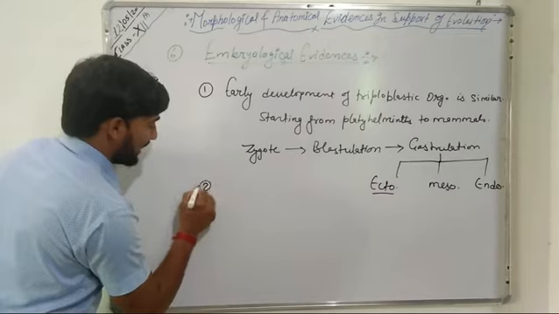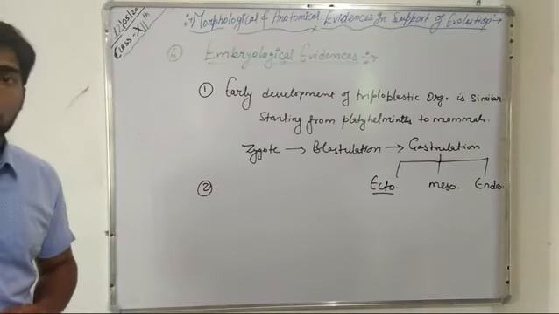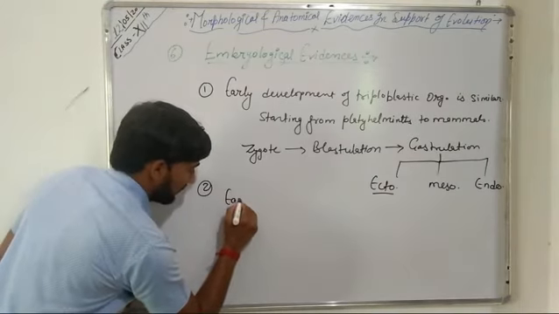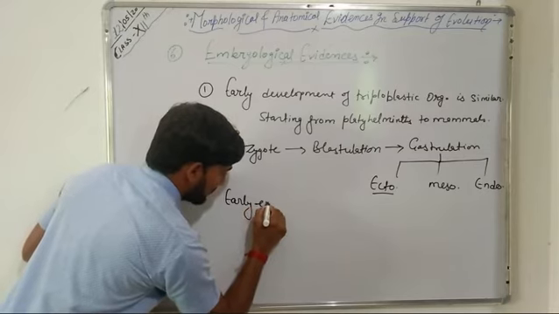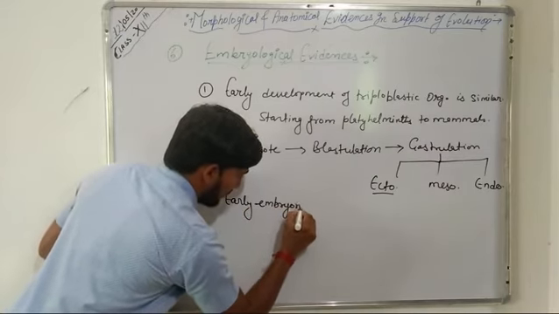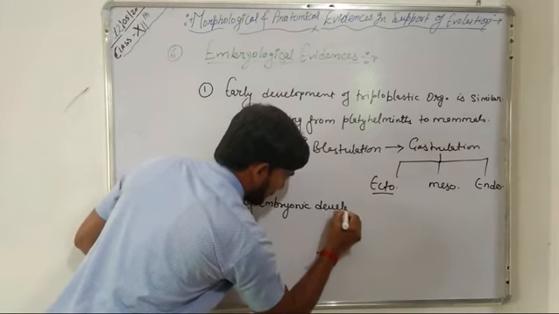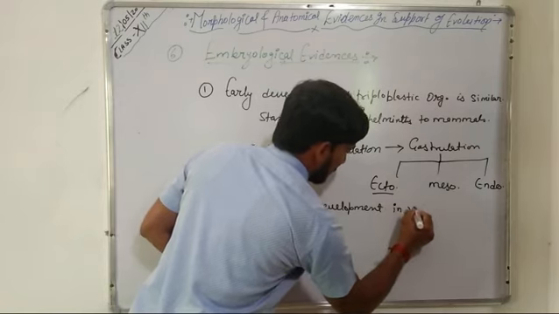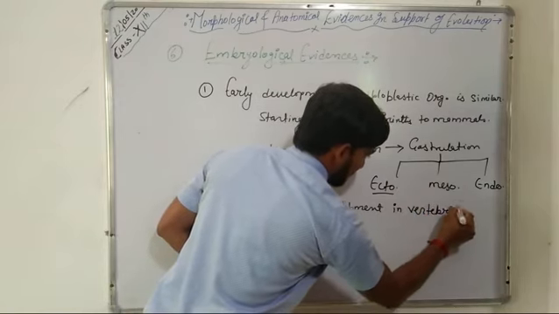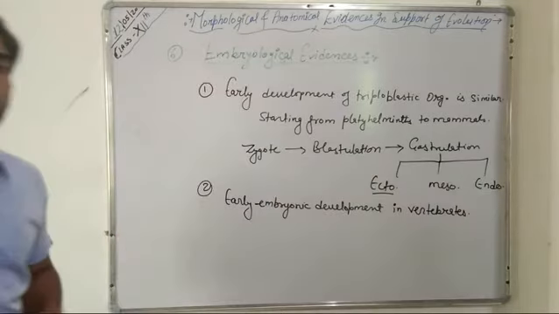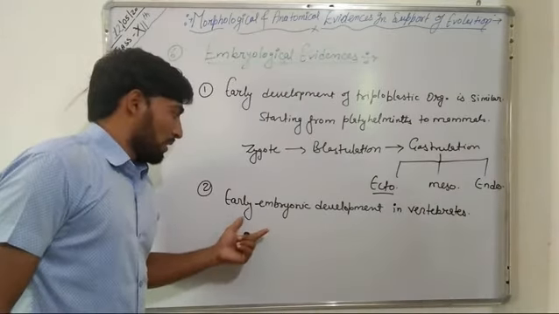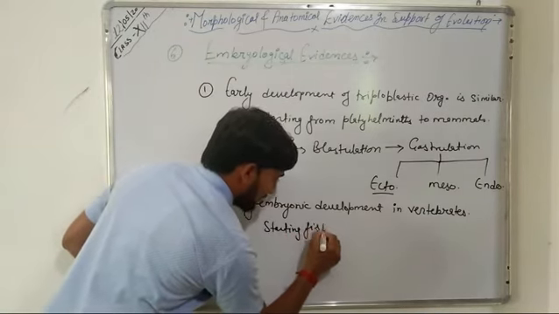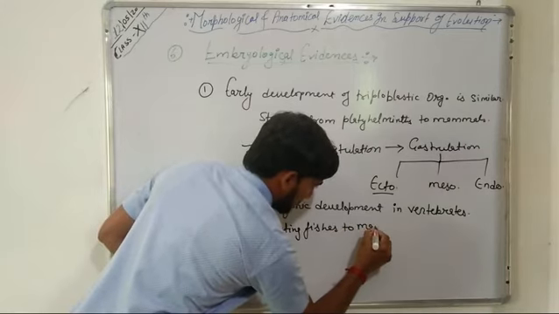Now the second example of embryological evidence is early embryonic development in vertebrates. Early embryonic development in vertebrates. Now, starting from fishes to mammals.